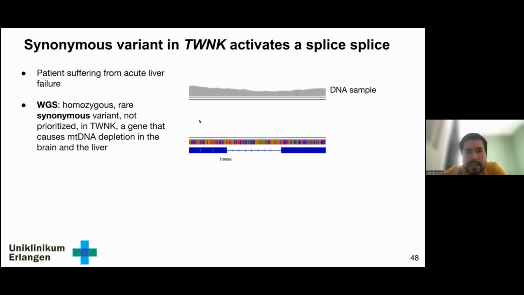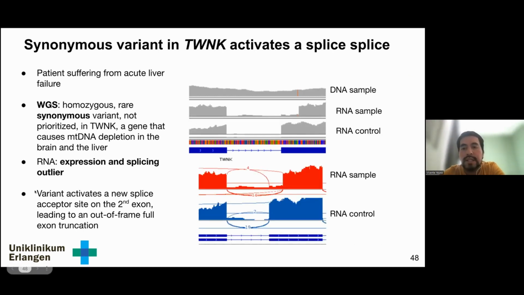Another case is that of a patient who suffers from acute liver failure. Whole exome sequencing didn't reveal anything, so whole genome sequencing was performed, and that also didn't reveal anything interesting. Maybe the most interesting finding was a synonymous variant in the gene TWNK, because it's a gene known to cause mitochondrial DNA depletion in the brain and the liver, and so it fitted the phenotype of the patient quite well. However, it would be very difficult to diagnose a patient with a synonymous variant.